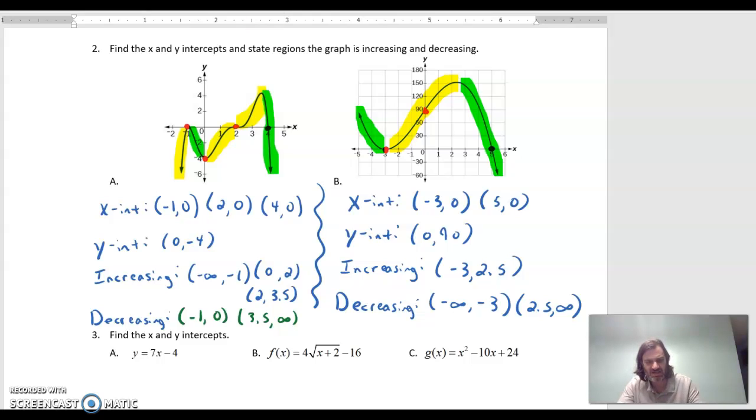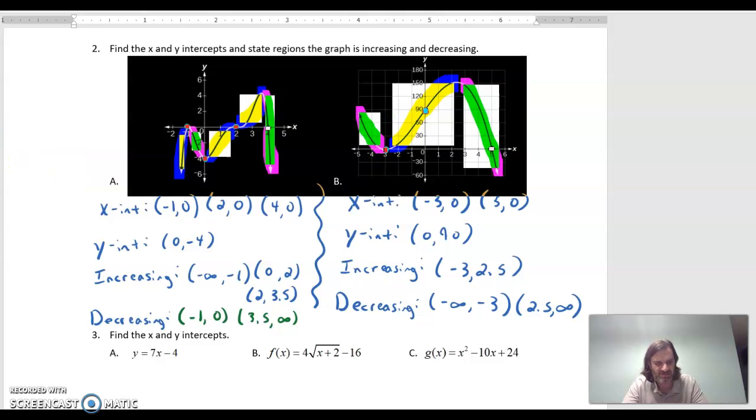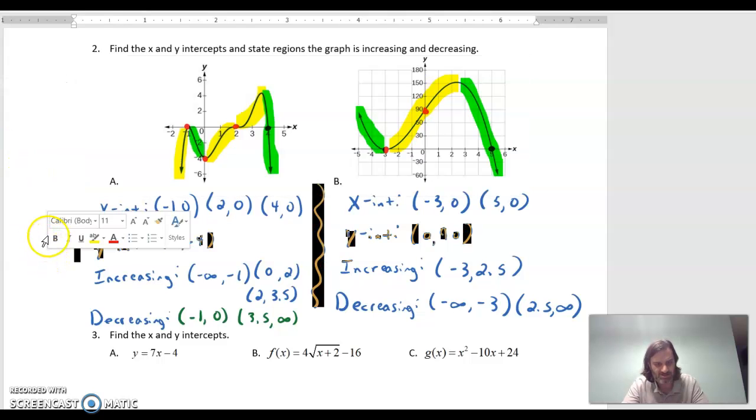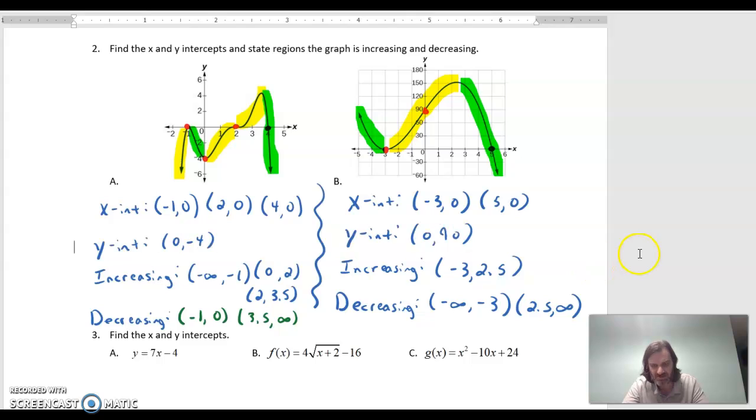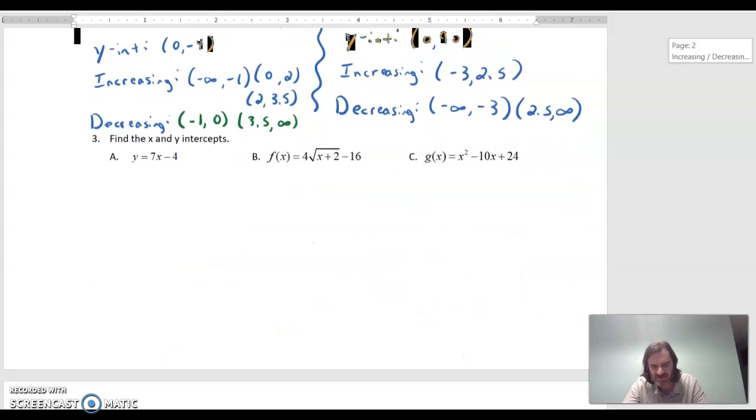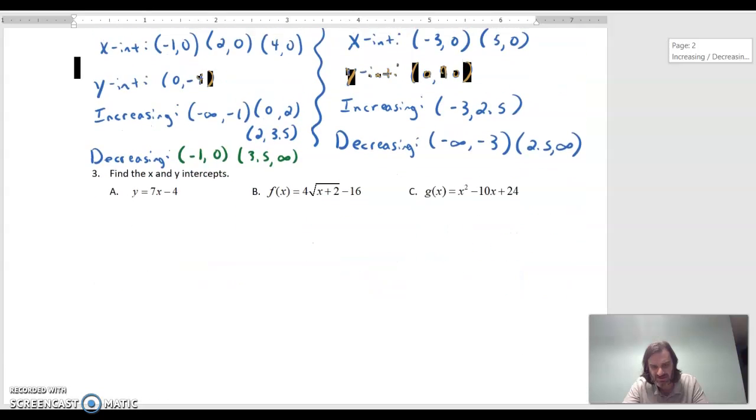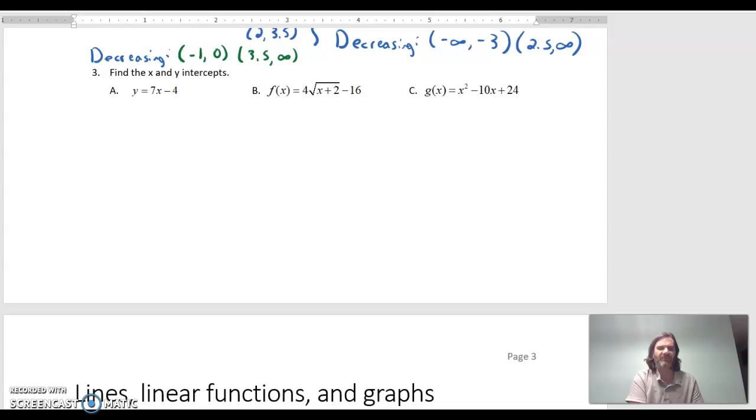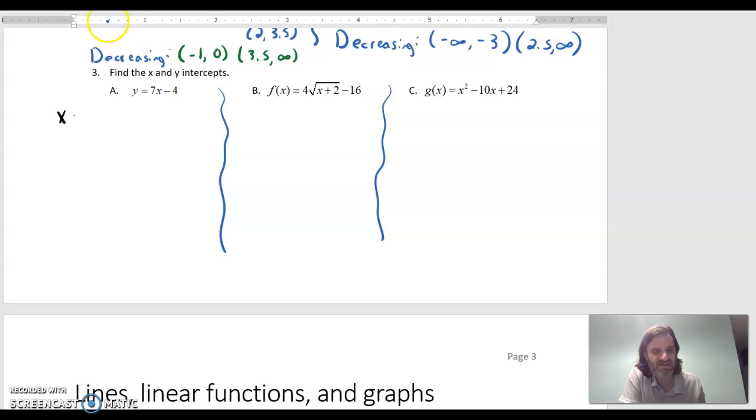Okay, and the next thing we talked about was intercepts. We got some different functions here, so let's try and get them for these three functions. The first function is y equals 7x minus 4. So remember, when we do an x-intercept, we let y equal 0.